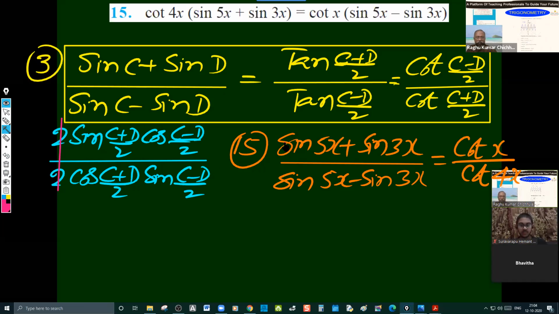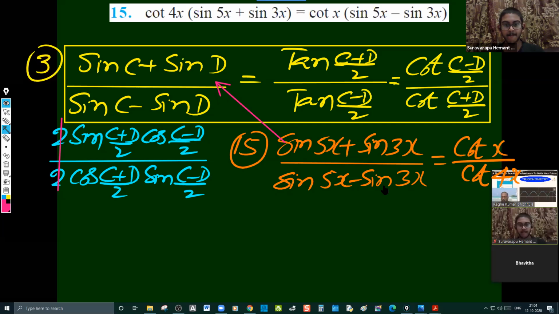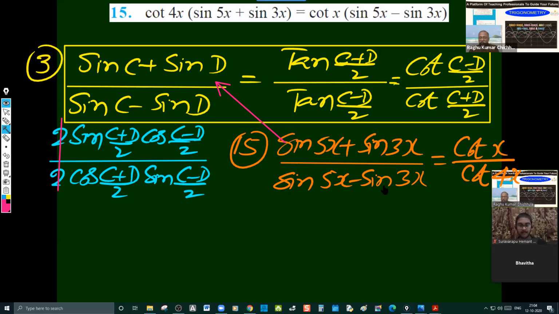Are you there what I'm saying? This is nothing but this only. Straight away, if it is objective, you can straight away say that now. If you want in terms of cot, what is cot there in the numerator? C minus D by 2, that is 5x minus 3x by 2, cot x. And denominator C plus D by 2, what is it? 5x plus 3x by 2, 4x. Is it done or not?